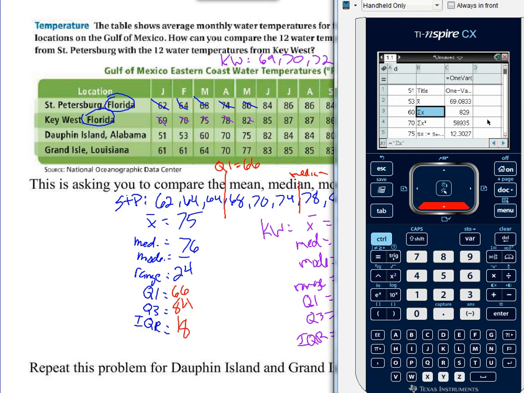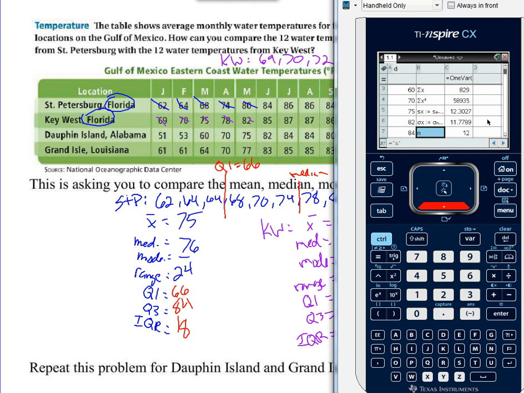That's the sigma. What did we do when we were working with sigma? Sigma is shorthand for a sum. So that would be the sum of all of the entries that you had. If you were to take all of those temperatures and add them together, you would get 829. If you were to square each one and add them, you would get 58,935, the sum of all the x's being squared. Okay?